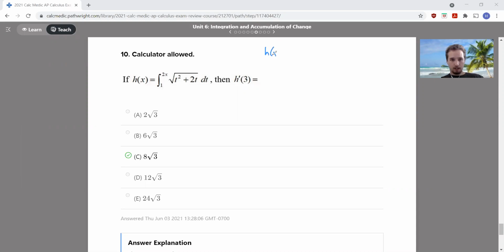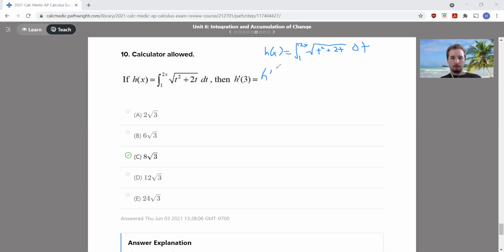h of x is equal to the integral from 1 to 2x of the square root of t squared plus 2t dt. But we want the derivative of this. So we're taking the derivative of an integral with bounds.